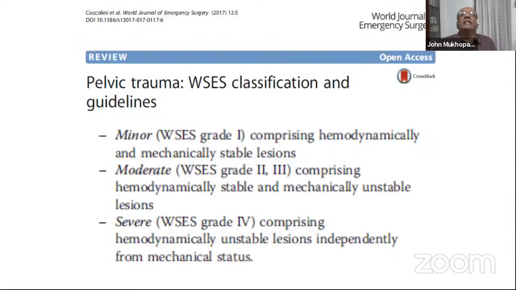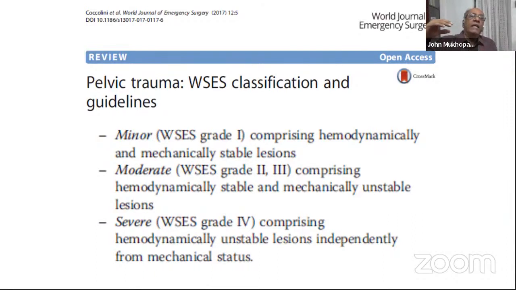Now, more recently, there was a paper in 2017 which talked about the WSES classification, which is the World Society for Emergency Surgery. And they felt that more than just the mechanism and the pattern of the fracture, it was the overall injury of the patient in terms of the severity. So they looked at the injury severity score as well to try and figure out which patients needed emergency resuscitation. And so they divided them into 3 groups. They had 4 grades, which were WSES grade 1, 2, 3, and 4.